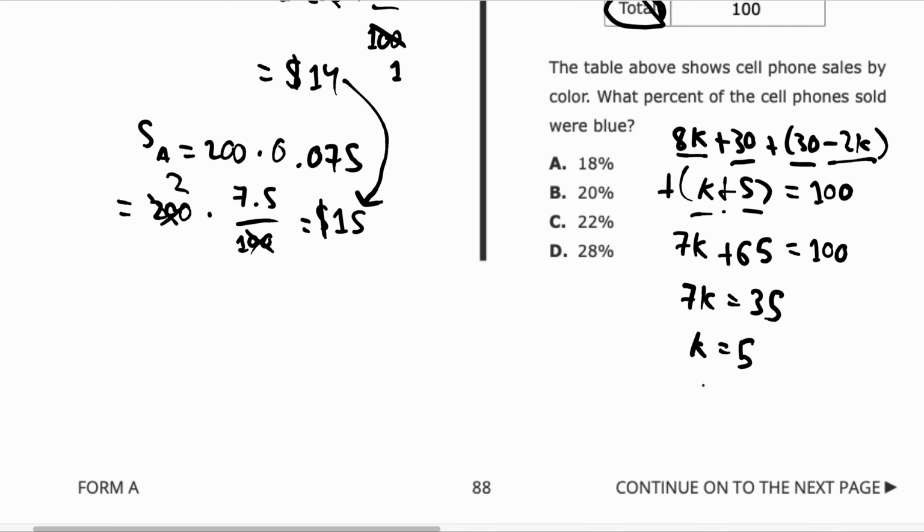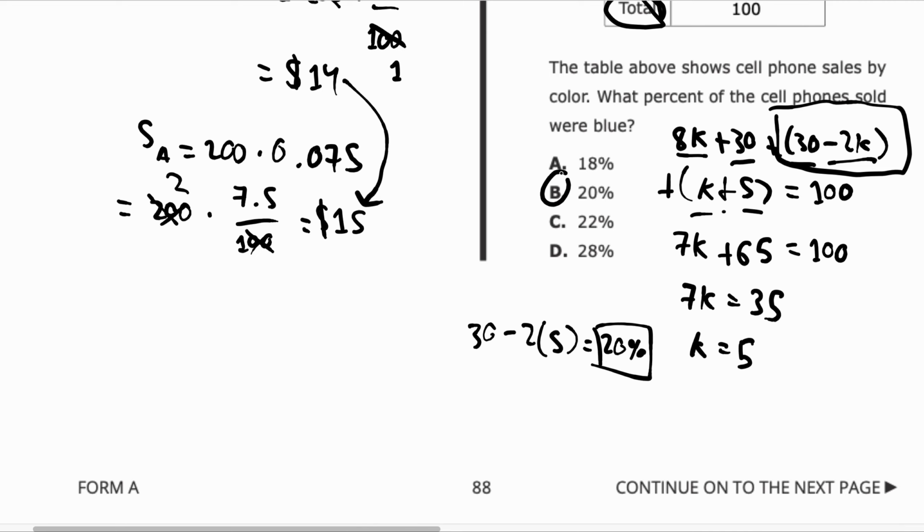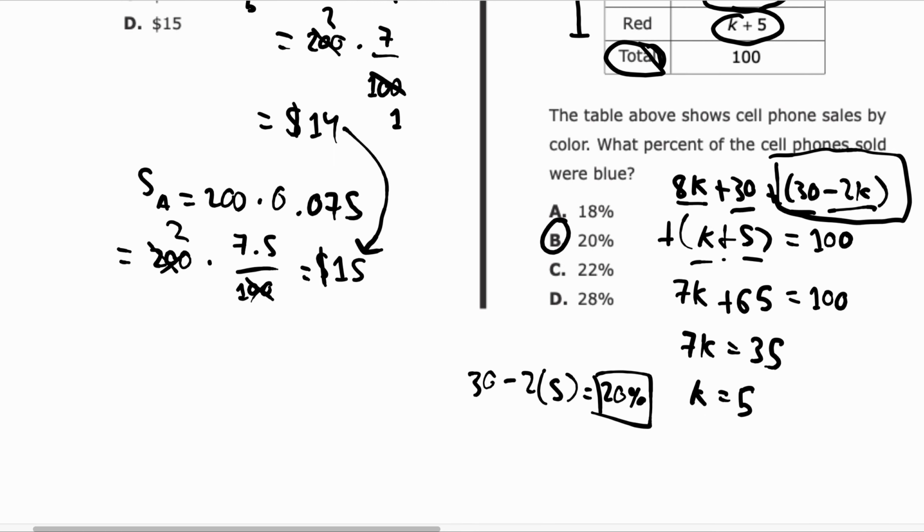Okay, and now we know that the blue cell phones were given by this percentage, I think. So if we plug in K, that would be 20%. So that would be B. So 20% of the sold cell phones are going to be blue.